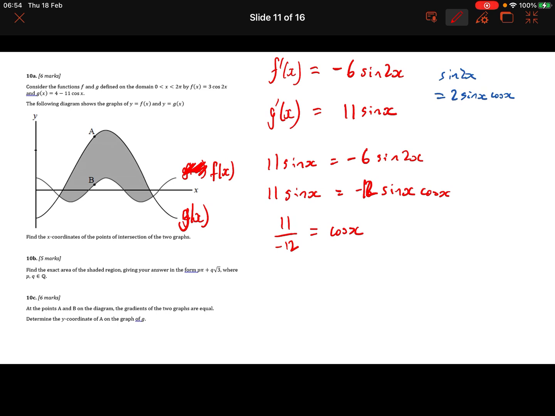So cos x is equal to minus 11 over 12 when the two gradients are equal. So if I now want to find the value of A, all I've got to do is replace cos x with negative 11 over 12. So g of x will become 4 minus 11 times 11 over minus 12, because that is what cos x is when the gradients are equal. And so I get 4 minus 121 over negative 12, so that will become positive, which is 48 over 12 plus 121 over 12, which is 169 over 12.